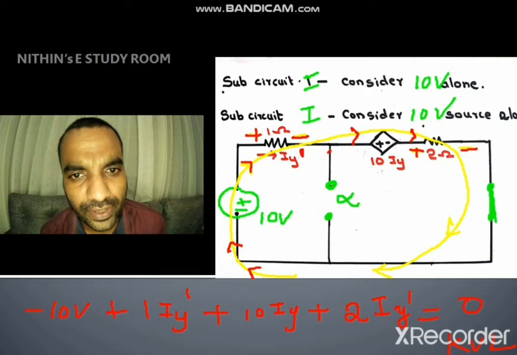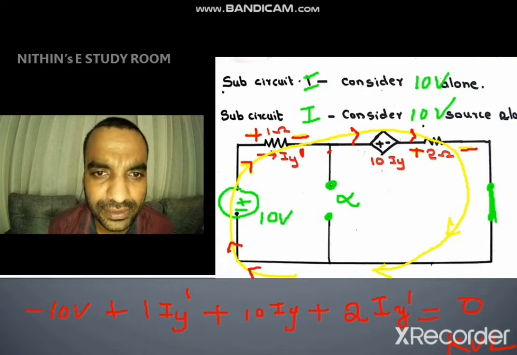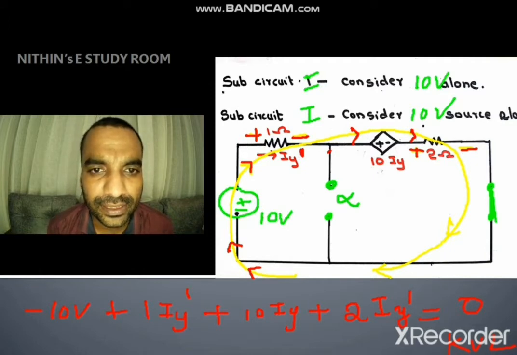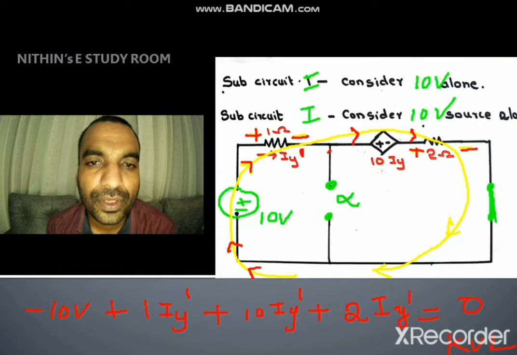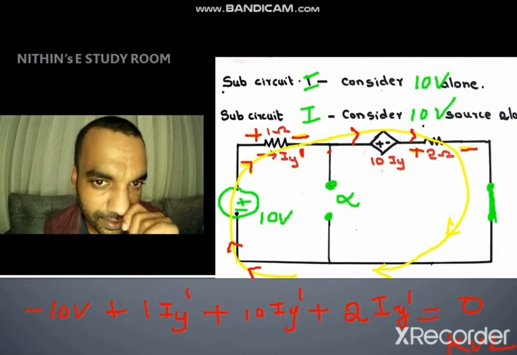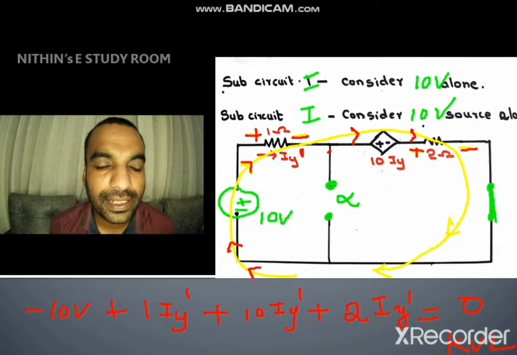How can we find IY dash? We can simplify this equation as IY dash plus 10 IY dash, that is equal to 11 IY dash. Sorry, here it is also IY dash. So 11 IY dash plus 2 IY dash, that is equal to 13 IY dash. Minus 10 volt plus 13 IY dash is equal to 0.